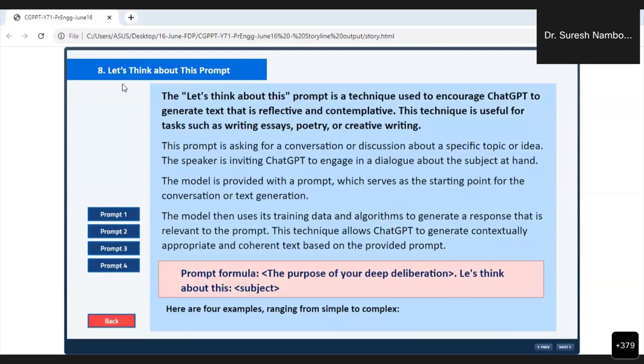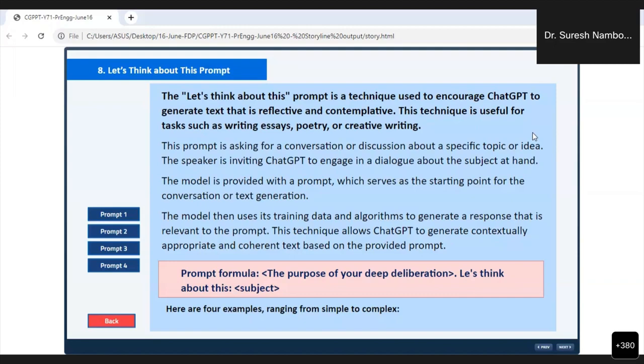So here, let us think about this prompt. "Let us think about this" is a particular prompting technique. I will explain to you what this is and why it is called in this way. Let us think about this.